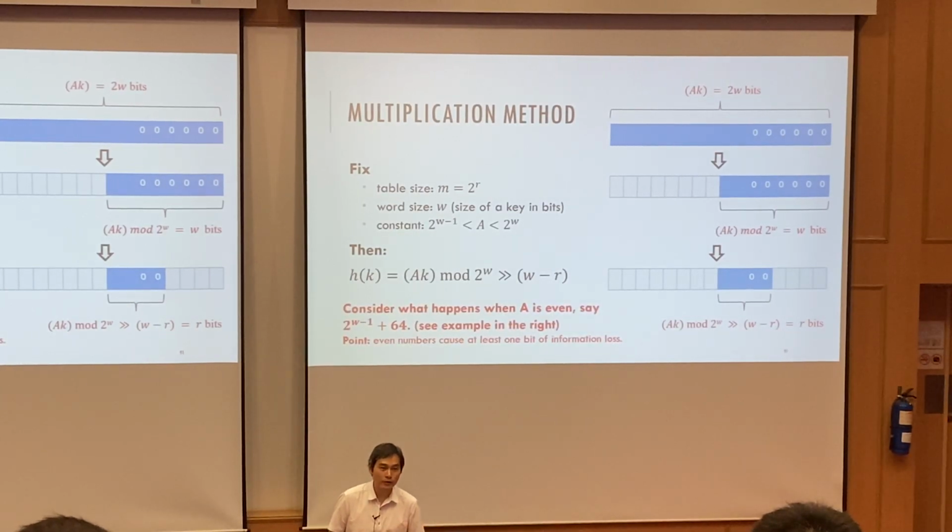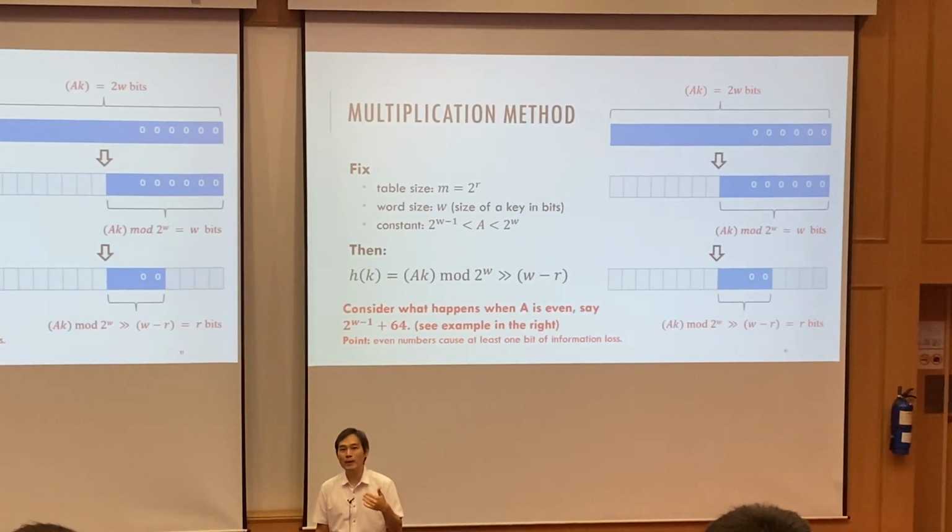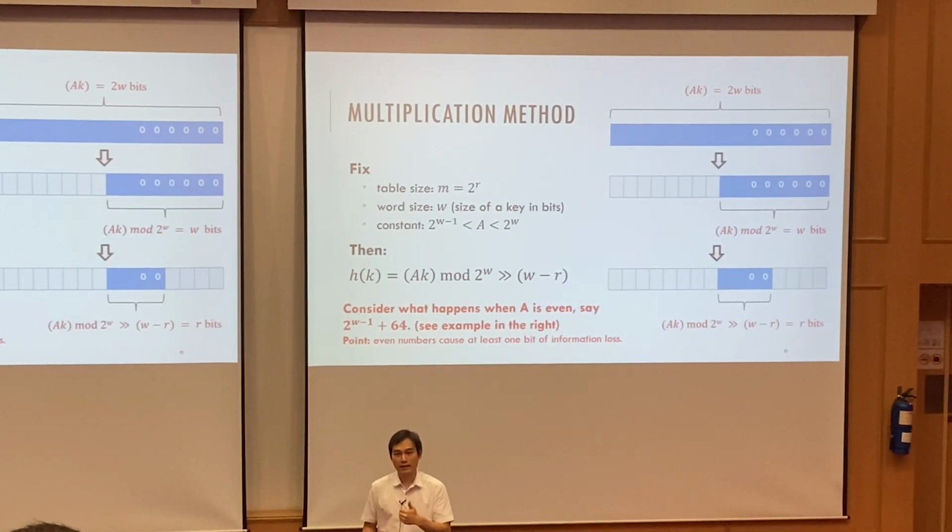Now, this slide also confused people. I asked the question, what happens when a is even? When a is even, it's not good because in one possible case, let's say a is 2. It should be bigger, but let's say a is 2. You're going to lose one bit of information. Why do you lose one bit of information? Because you shift it. So that's a bit of a problem.